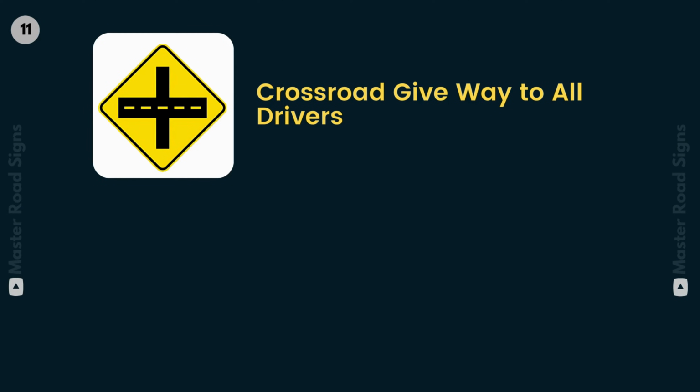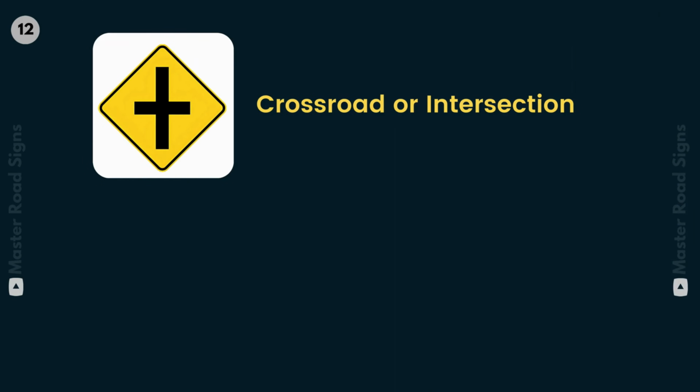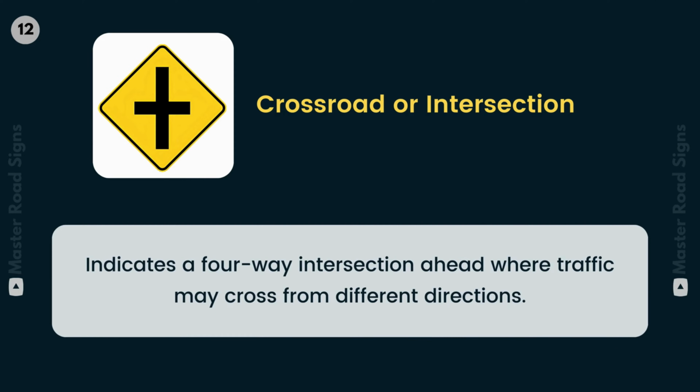Crossroad. Give way to all drivers sign. A crossroad is ahead, where you must give way to vehicles from all directions. Crossroad or intersection sign. Indicates a four-way intersection ahead, where traffic may cross from different directions.